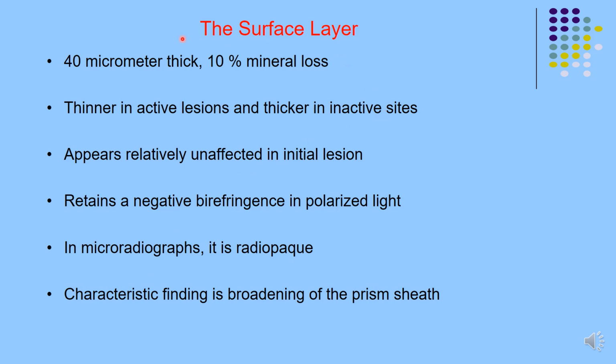The surface layer is usually a maximum of 40 micrometers thick. There's only 10% mineral loss. It's thinner in active lesions and thicker in inactive lesions, because of the surface absorption of fluoride, making the surface resistant with the formation of fluorapatite crystals. It appears relatively unaffected in initial lesions. It retains a negative birefringence in polarized light, which means it appears black.